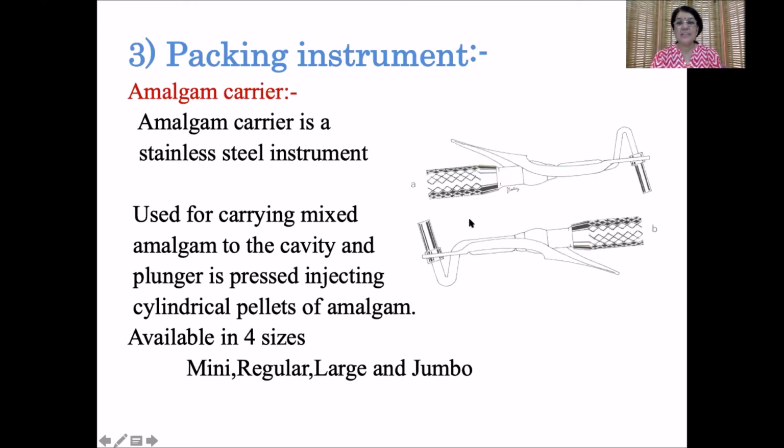So when you press this plunger, the amalgam will come out from this end and it will enter into the cavity. They are available in 4 sizes. You have mini, regular, large and jumbo. Mini is used in cases like endodontic surgery, when you are packing silver amalgam at the apex of the tooth. When you are into a surgery, that time you require the mini one.